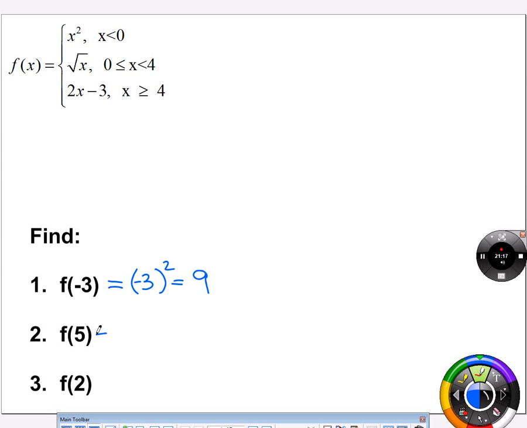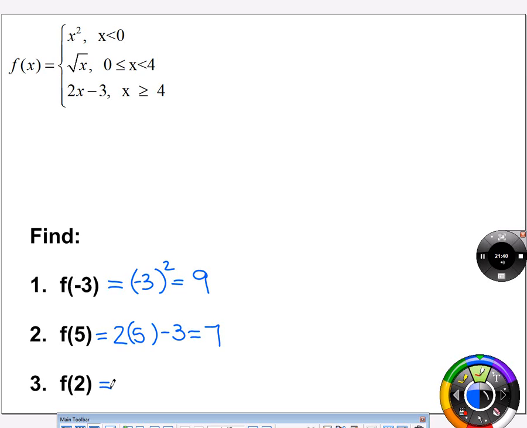So I'm not calculating them all with 5. I'm only using the third piece, and in that piece, I'm plugging in 5. So 10 minus 3, which would give me 7. And then these would all be points on my graph. My graph should have the point negative 3, 9. It should have the point 5, 7. Okay. There might be some weird stuff going on in between the points, as we saw before, but it'll have it.